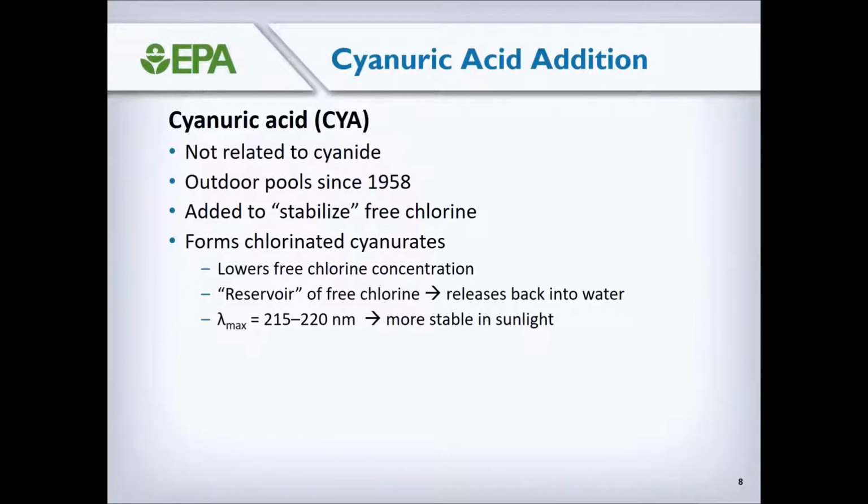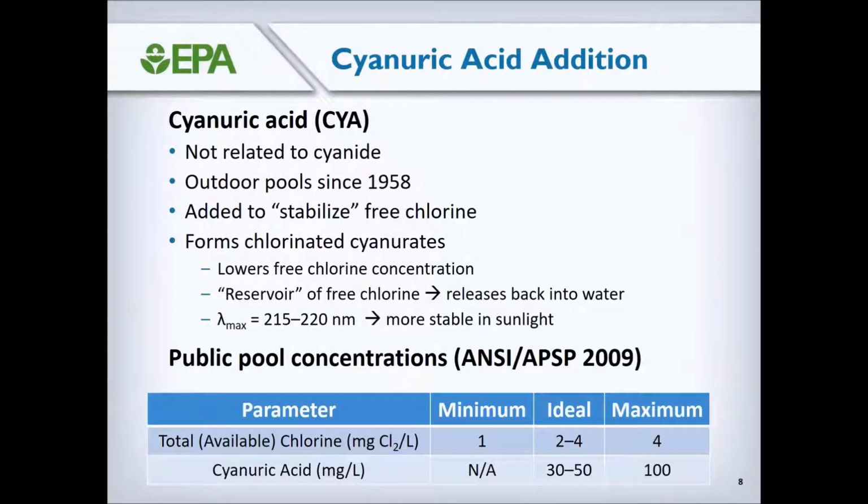So the chlorinated cyanurates basically serve as a reservoir of free chlorine, such that the free chlorine can be released back into the water if chlorine demand occurs. Importantly, chlorinated cyanurates absorb at wavelengths lower than those that reach the Earth's surface, which is why they're able to stabilize the free chlorine in outdoor pools.